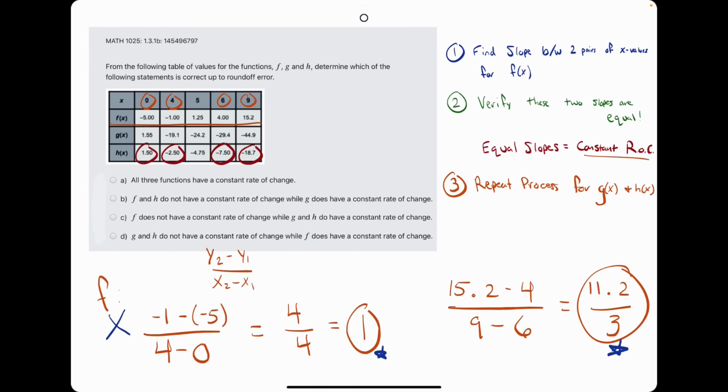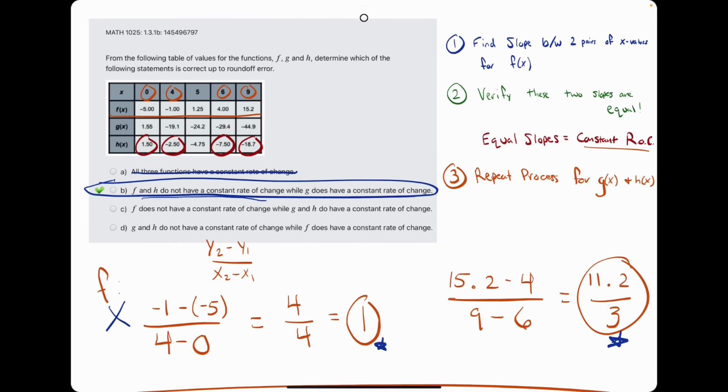So it looks like in this case, g is the only one that has a constant rate of change. So looking through our options, f and h do not have a constant rate of change, while g has a constant rate of change. I think that's what we said. So let's break out the eraser, and we see that B is in fact our answer.